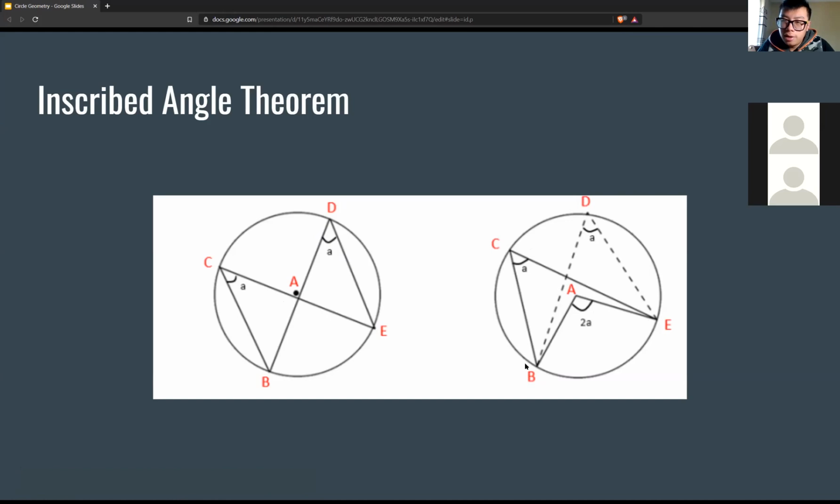And similarly, from D, we can also do the same thing. Remember that since BAE is equal to 2A, ABDE is also a Star Trek. It's a Star Trek with the same anchor points of B and E. So since that's 2A, then angle D has to equal A as well.